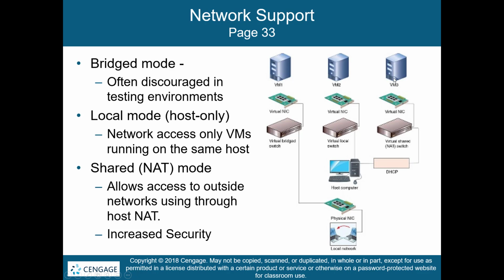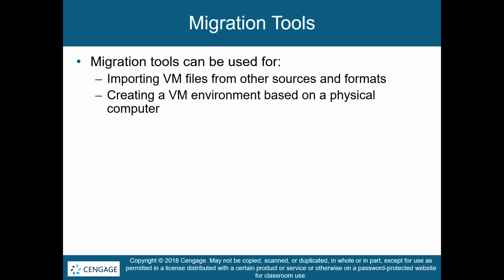And then VM3 is showing an example of NAT mode. In NAT mode, the virtual machine accesses the physical network through the hypervisor. The hypervisor is acting as a NAT router. This increases security for the virtual machine and provides better control of its functioning on the network. We'll be working with these three different modes in later chapters.